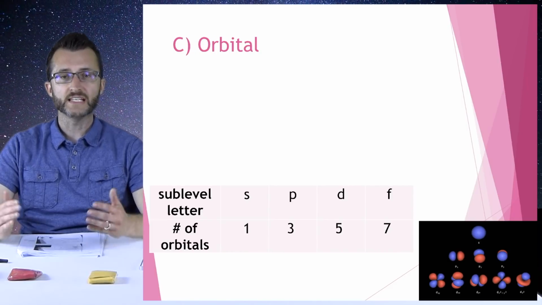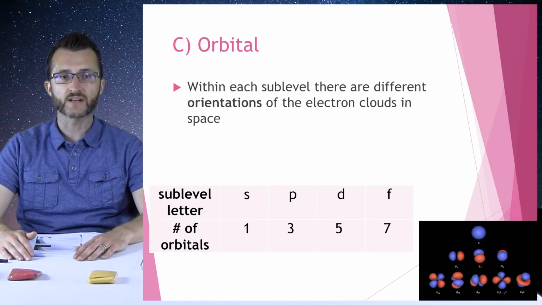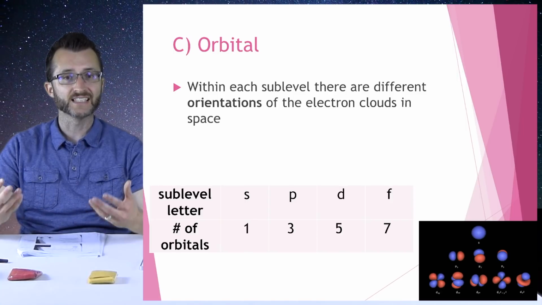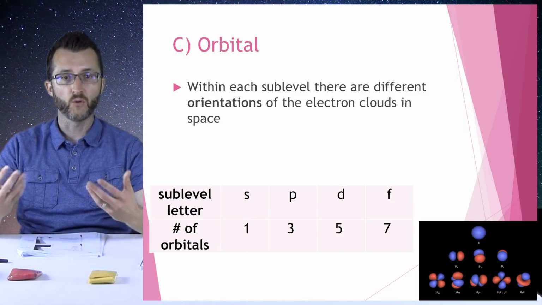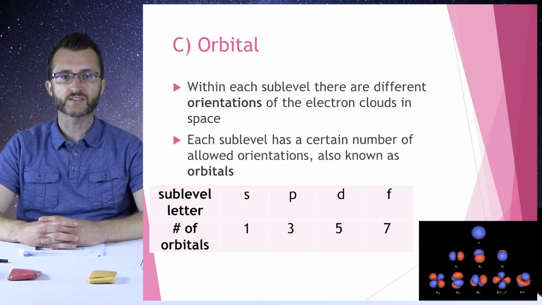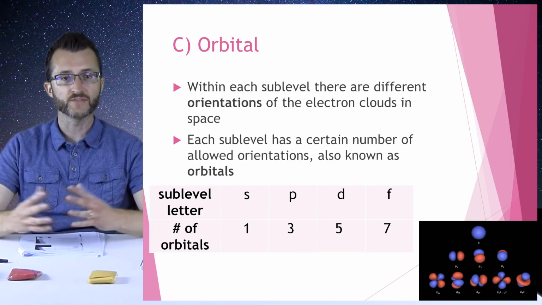To continue our student analogy, we already know which hallway you're in, that's the energy level. Now with the sublevel, we're specifying the classroom within that hallway. Our next subdivision is the orbital. Within each sublevel, there are different orientations of the electron clouds in space. Now when we say orientations, we're talking about the electron clouds in 3D, oriented along the X, Y, and Z axes. Each sublevel has a certain number of allowed orientations, also known as orbitals, a term you've heard before.